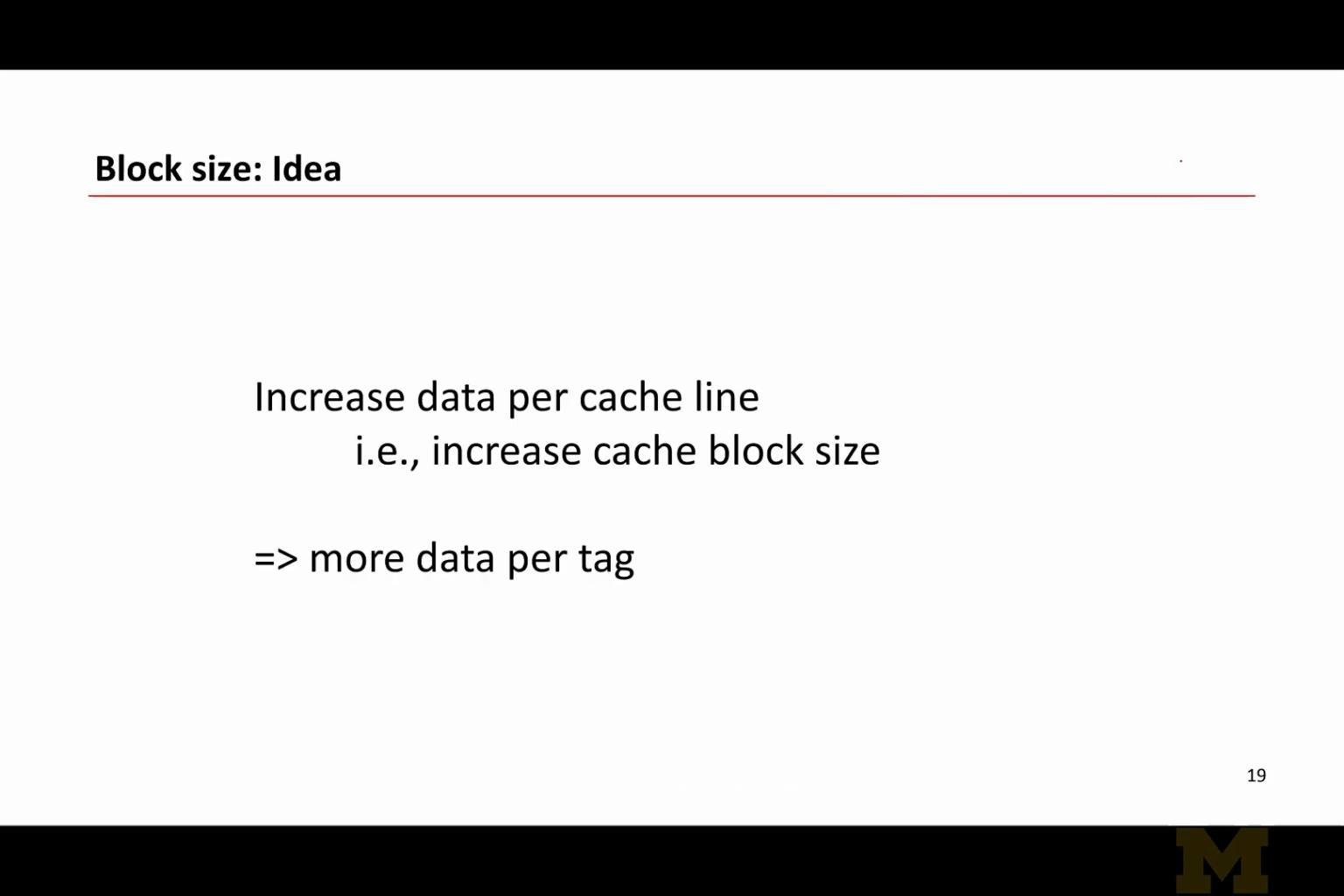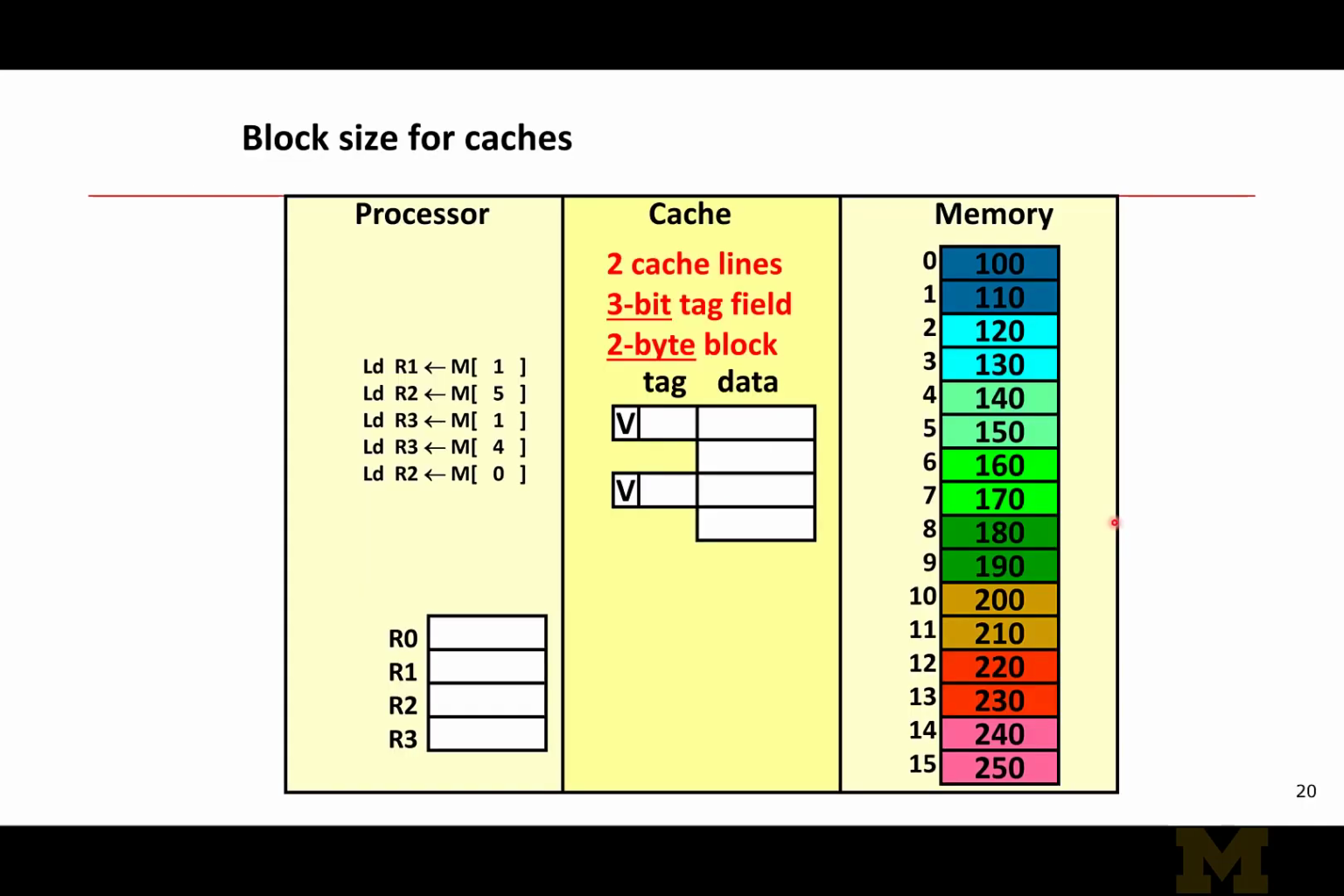So the main idea behind block sizes is to increase the data per cache line by increasing the cache block size, which increases the data that is stored per tag, and also reduces the tag size as well. Let me illustrate how block sizes impact our simple cache design.